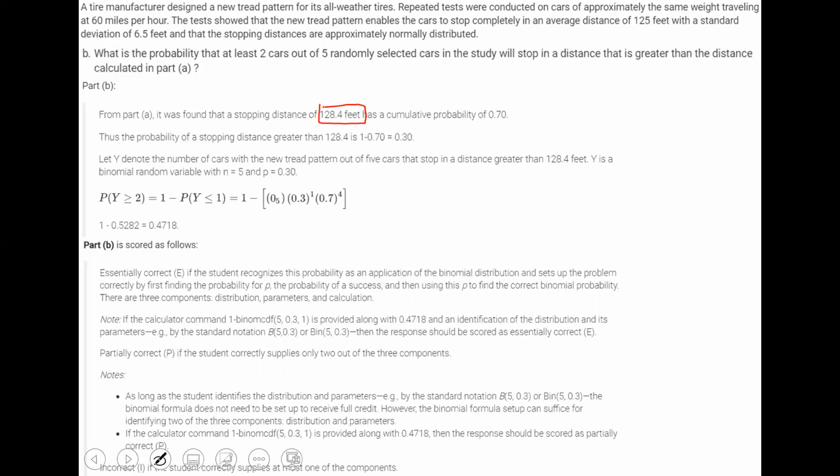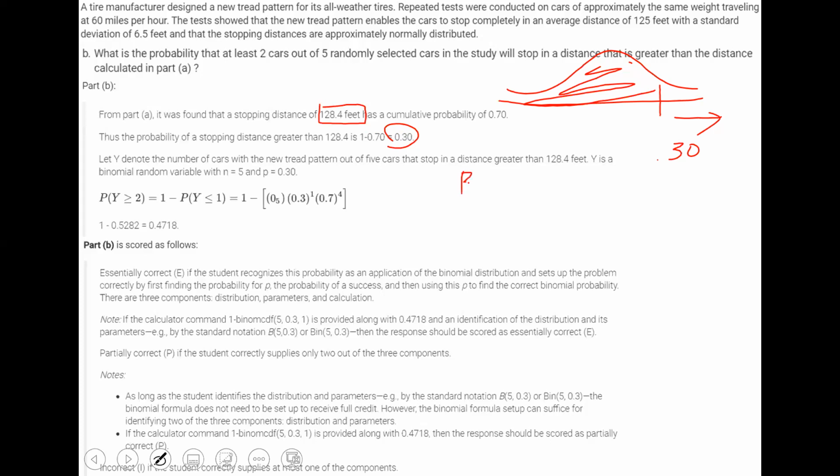And then the stopping distance greater than this, part A, would be 0.30, because if this much is 70%, then obviously greater than that will be the 30%, right? And the Y denotes the number of cars with the new tread pattern out of 5 cars that stop in a distance greater than 128.4. And here it says Y is a binomial.